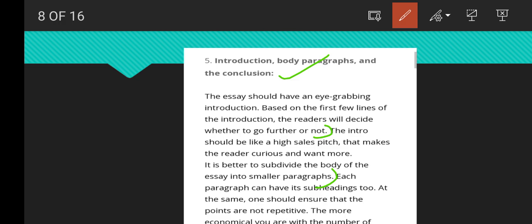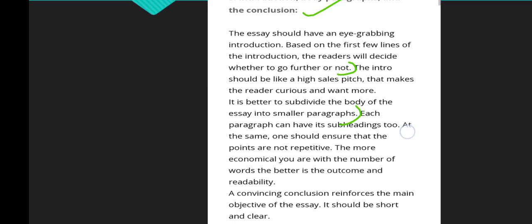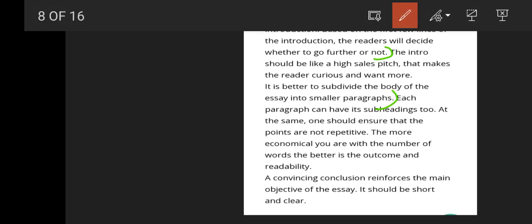Next, one should ensure that the points are not repeated. This is important. The point should not be repeated again. You have to take care of this as well. The more economical you are with the number of words, the better the outcome and readability. Being economical means you have to write exactly to the word limit, do not exceed that limit, and write everything in a very thorough way to explain every point.